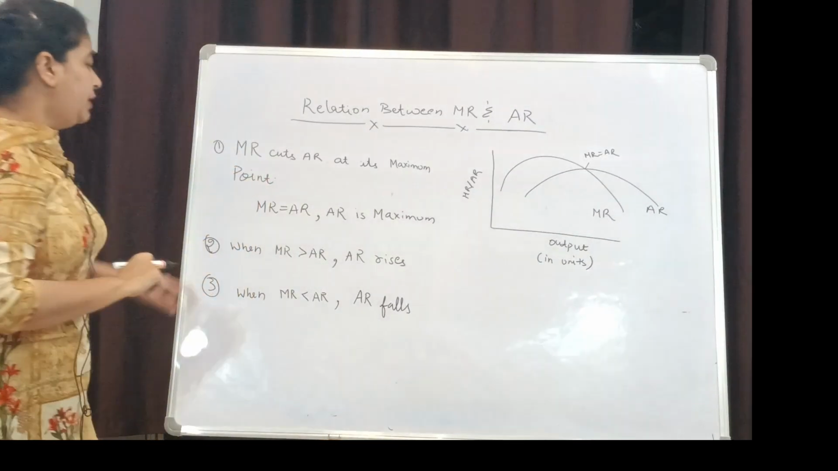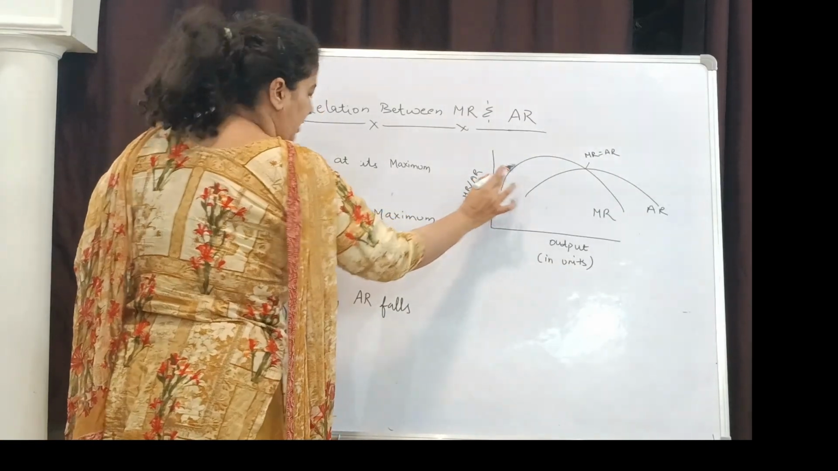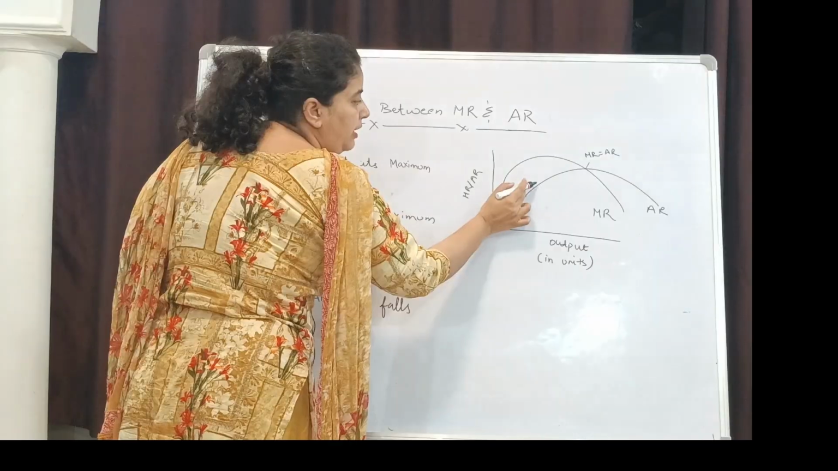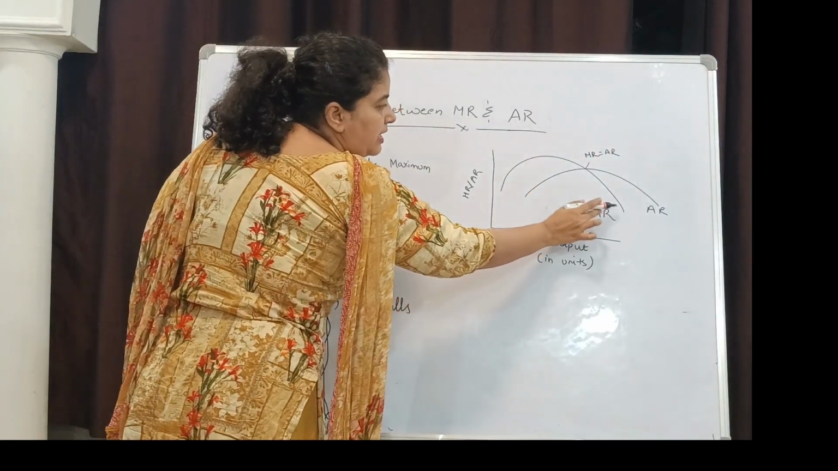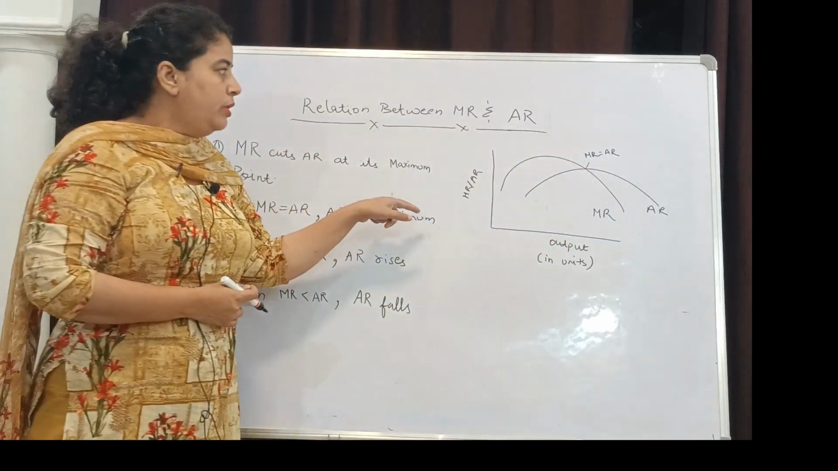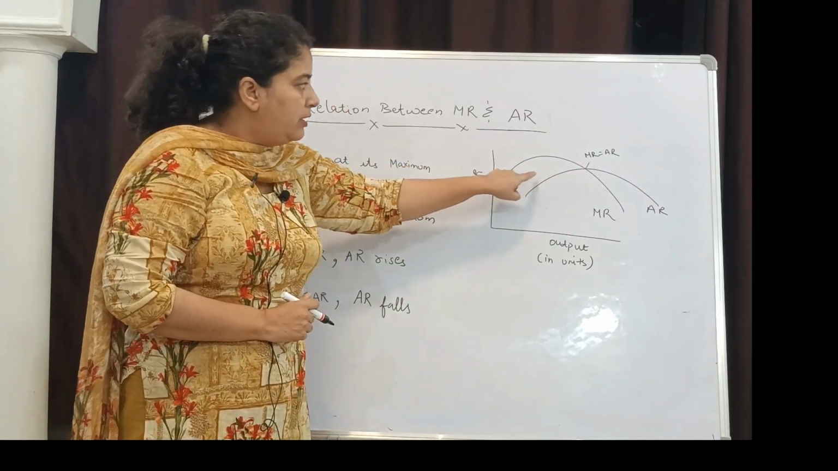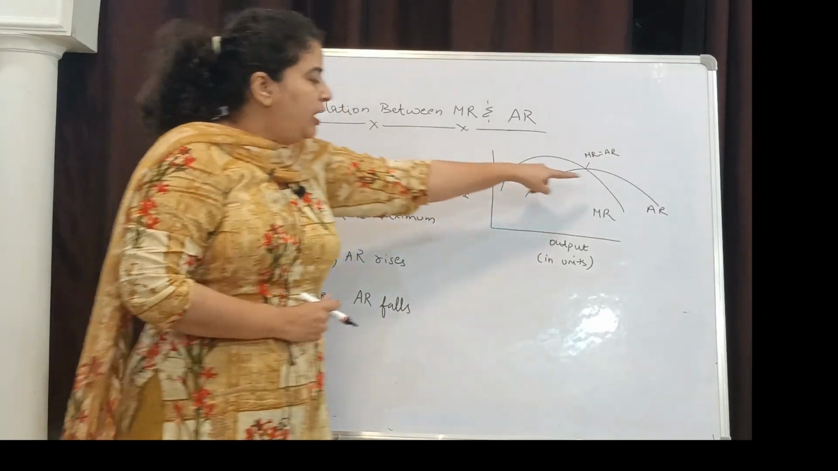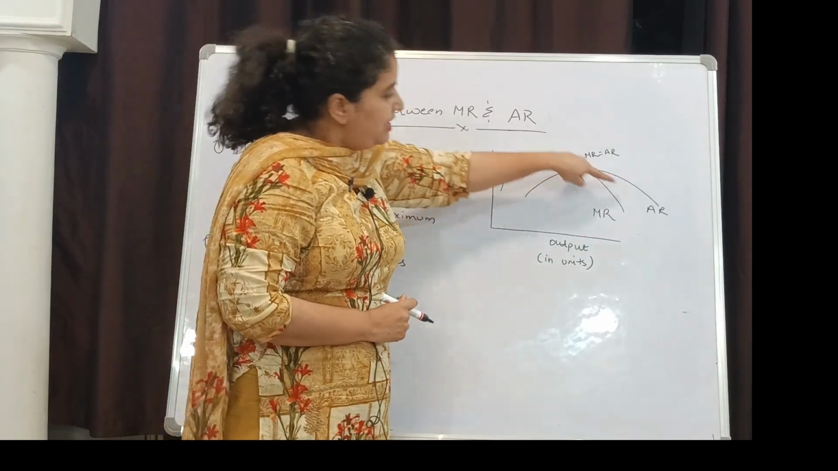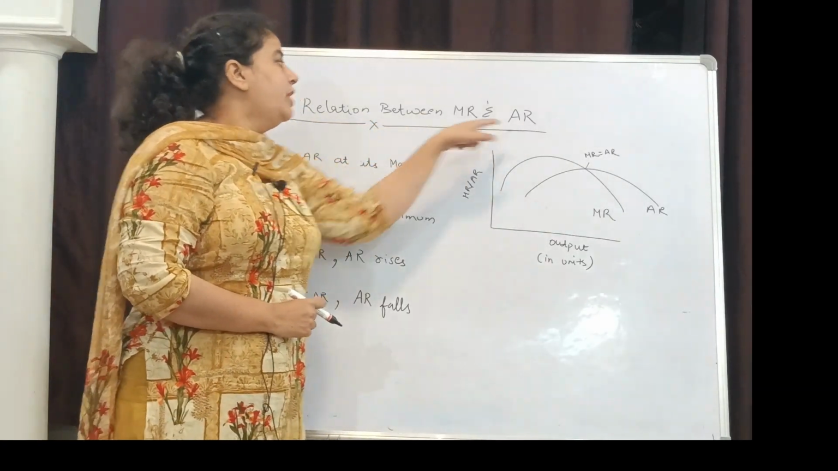Now when MR is greater than AR, average revenue is rising. And when MR is less than AR, then average revenue is falling. So these are three relationships. MR cuts AR at its maximum. When MR is greater than AR, AR is rising. And when MR is less than AR, AR is decreasing. These are the relationships between marginal revenue and average revenue.